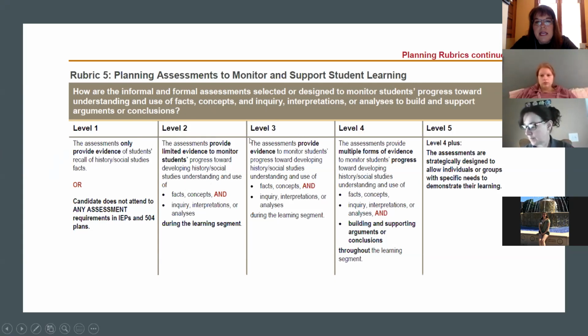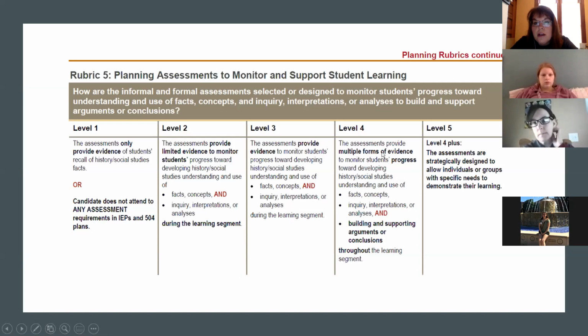Let's look at level 3 because that's our target starting point. We want to go beyond that, but the assessment provides evidence to monitor students' progress toward developing history and social studies understandings and use of facts, concepts, and inquiry, interpretation, or analysis during the learning segment. So are they analyzing what they're learning? And are they learning facts and concepts?